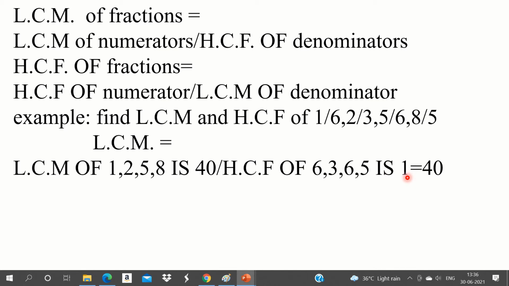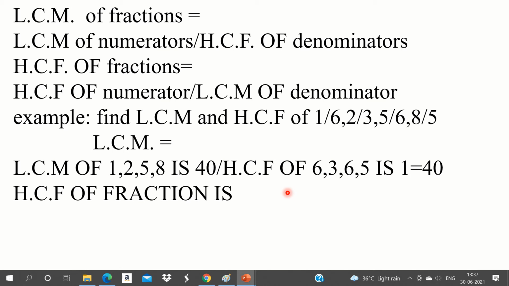Is it 1? HCF of 6, 3, 6, 5. Okay, is 1. Right. Because 5 is a prime number, 3 is a prime number, and no common factor between all the 4. So 1 is the correct one. So 40 by 1 is 40. 40 is the LCM of all these fractions.